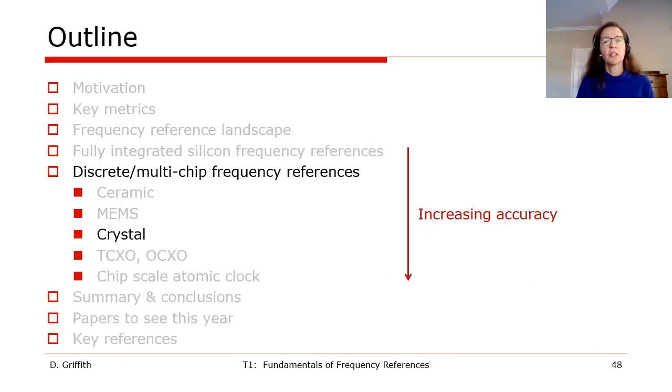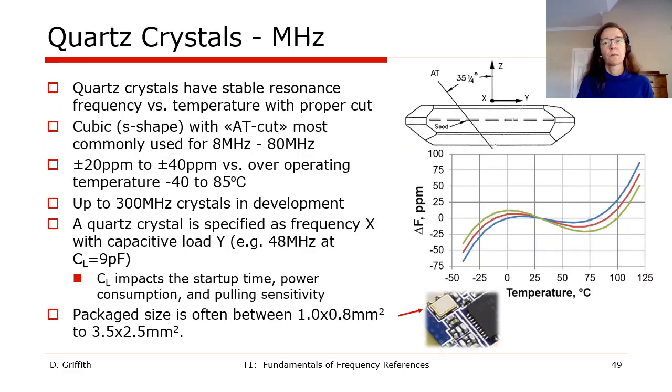So now we'll move on to talk about the fourth type of frequency reference, which is a crystal oscillator. Quartz is a crystalline form of silicon dioxide. If the quartz crystal is cut at precisely the correct angles, an example of that is shown in the figure on the right, then the resonance frequency is very stable over a wide temperature range.